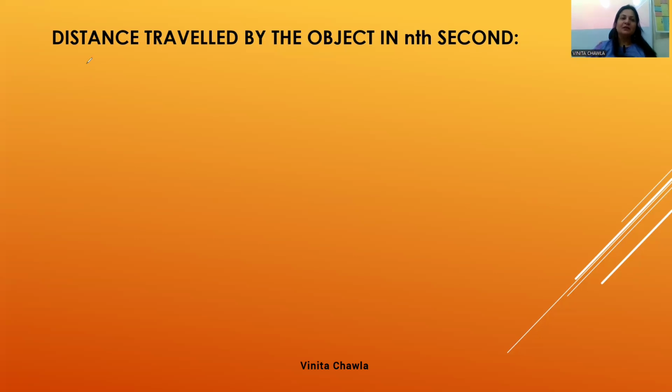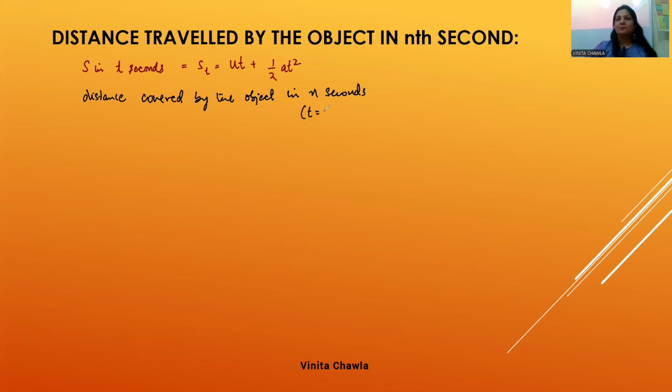Okay. So, distance covered by the object in t seconds. How do we write distance covered by the object in t seconds? St is equal to ut plus half a t square. Similarly, we can write distance covered by the object in n seconds. Yes. For t, we will write n now. So it is un plus half a n square. Let this be 1.